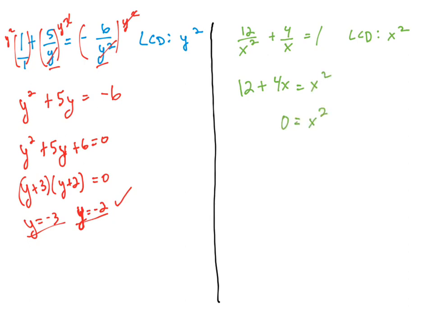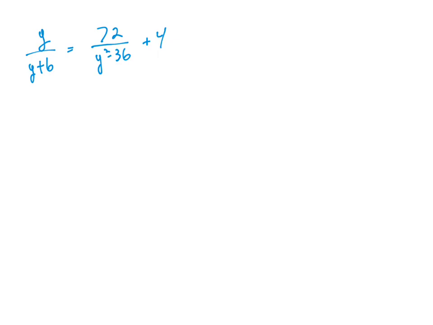This is a quadratic again, so I'm going to set this equal to 0. I'm going to factor this to x minus 6, x plus 2. So we end up with x is equal to 6, x is equal to negative 2. And again, neither of these are going to cause a 0 in any of the denominators. So those both check.